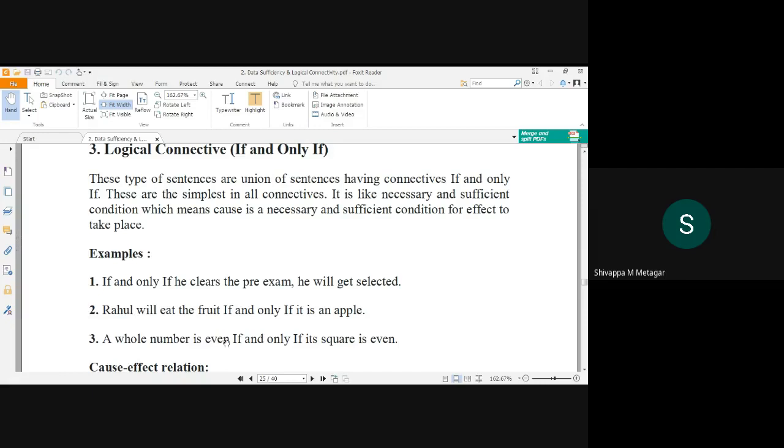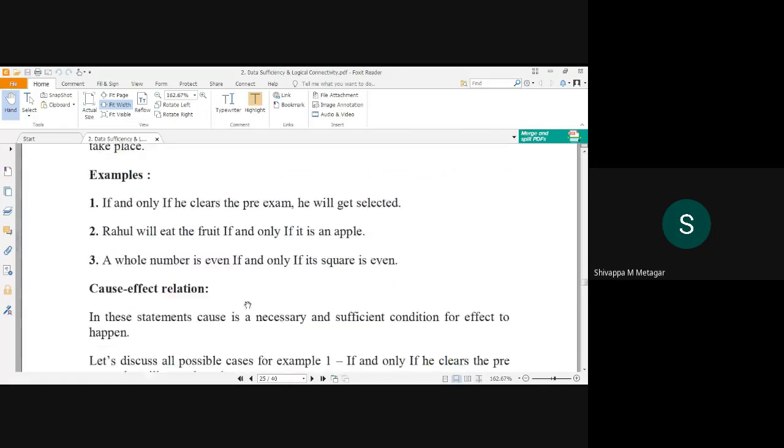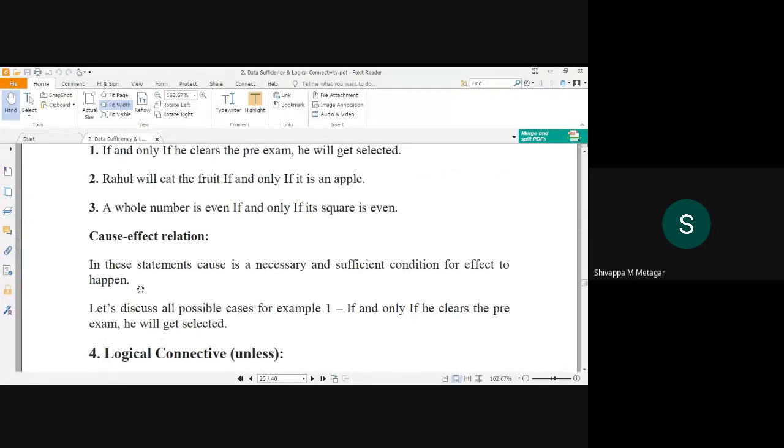A whole number is even if and only if its square is even. Here also you have to find out the cause and the effect. In this statement, the cause is a necessary and sufficient condition for the effect to happen.